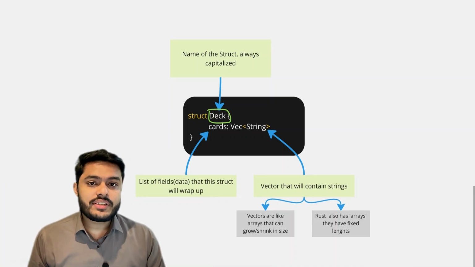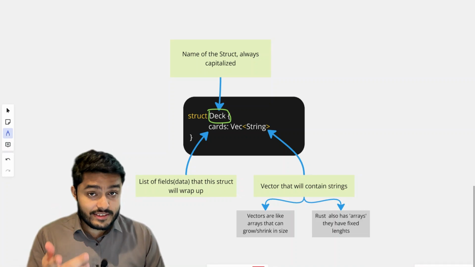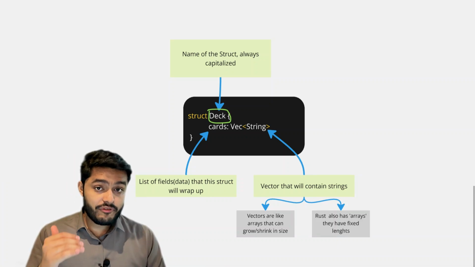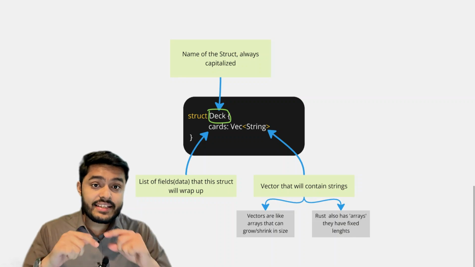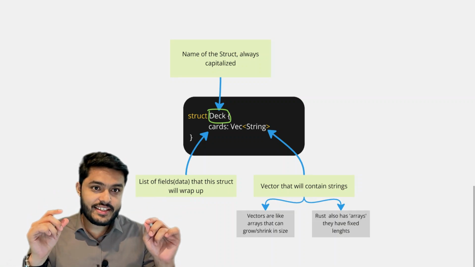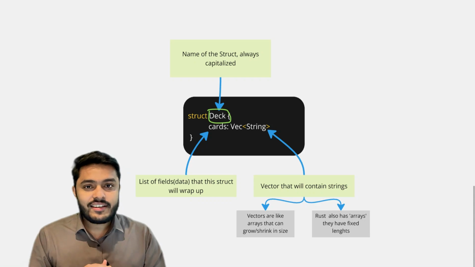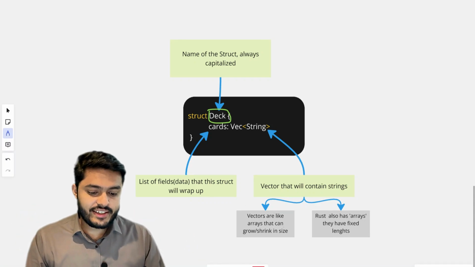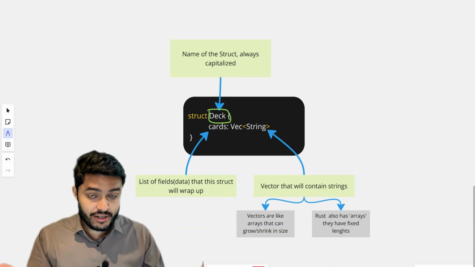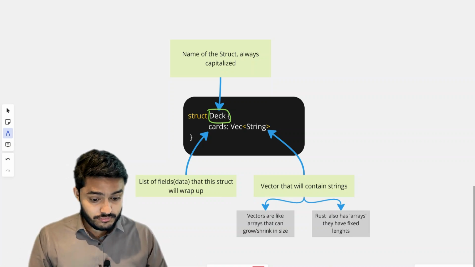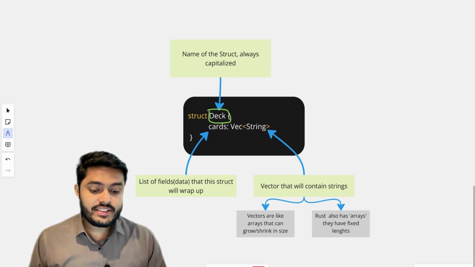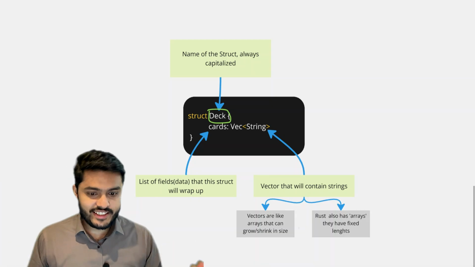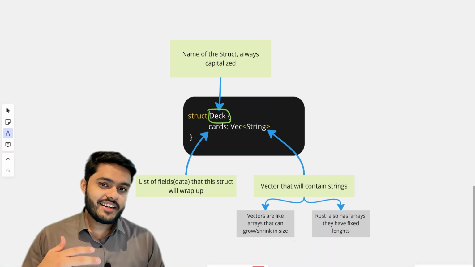So why have we used a vector here? Yes, Rust also has the array, but the array needs to be defined with a size before the compilation of the program. It can't grow and shrink during the runtime of a program, but the vector has the property that it can grow and shrink in size. They are like an array which contains data, but they can grow and shrink at the same time.